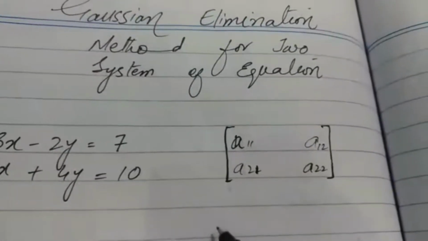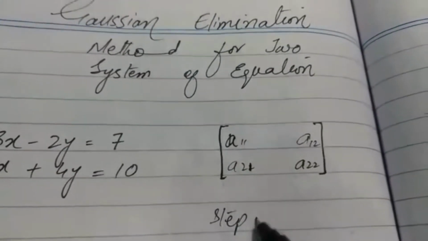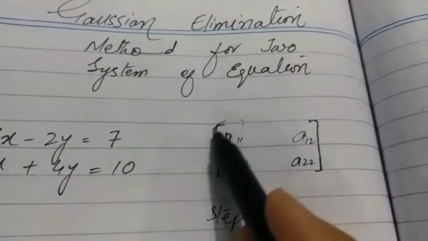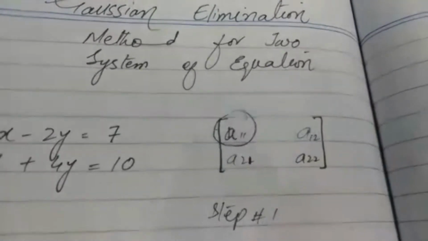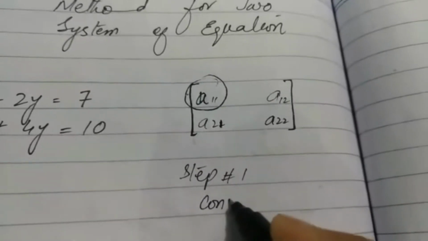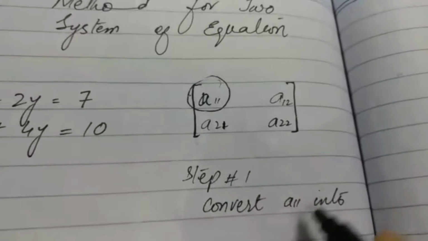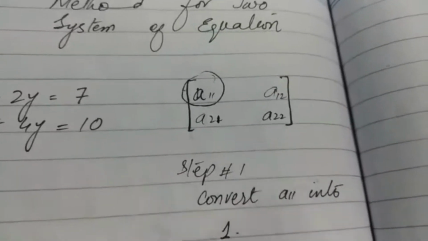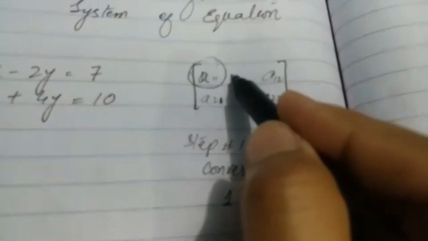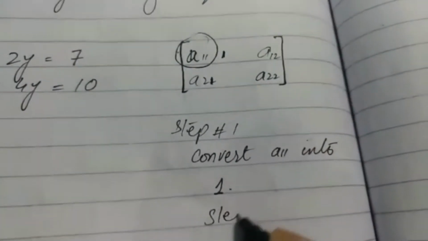What is the first step? Step 1: the element a11 should be 1. It means convert the a11 element into 1. This should be 1. What is step 2?